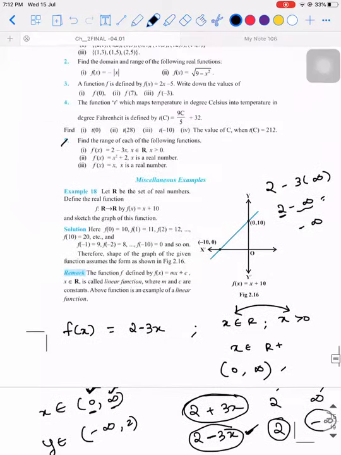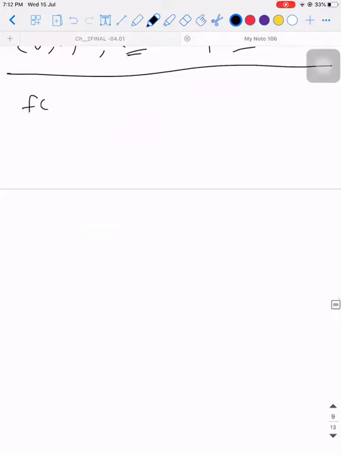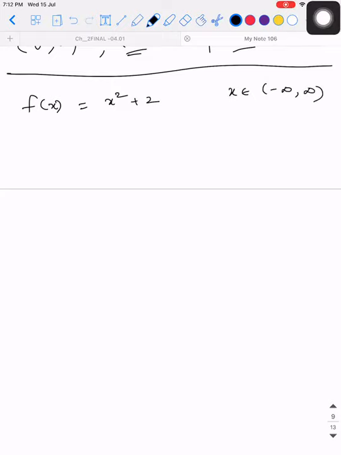Next. f of x is equal to x square plus 2, where x is a real number. So they're asking you the range. f of x is equal to x square plus 2. Right? They're saying x belongs to real numbers. x is belonging to minus infinity to infinity. Correct?